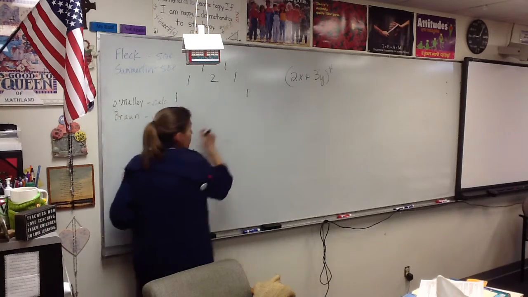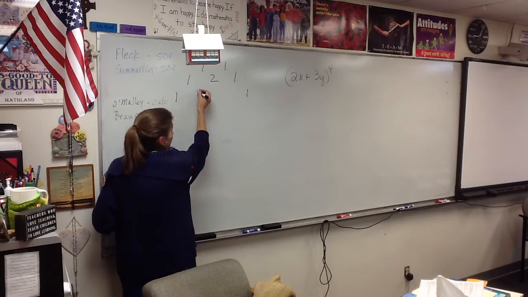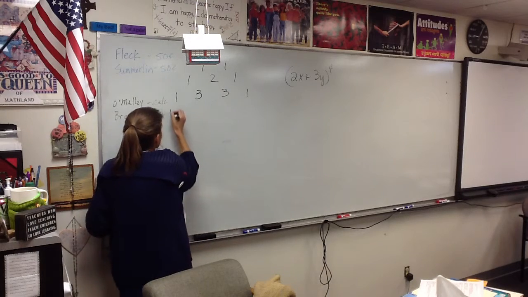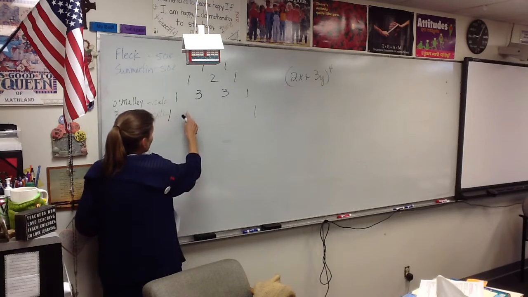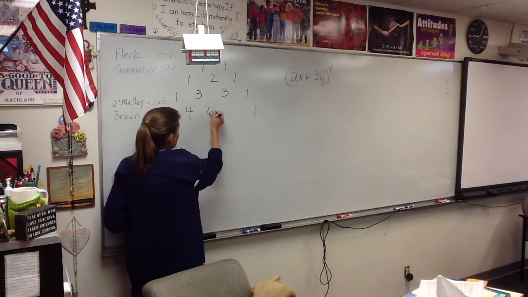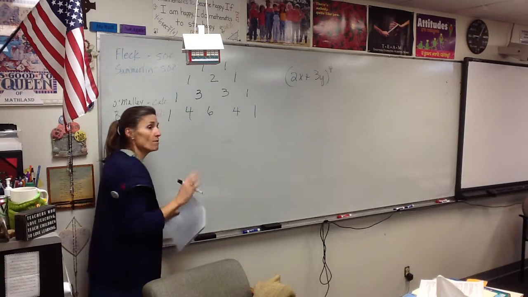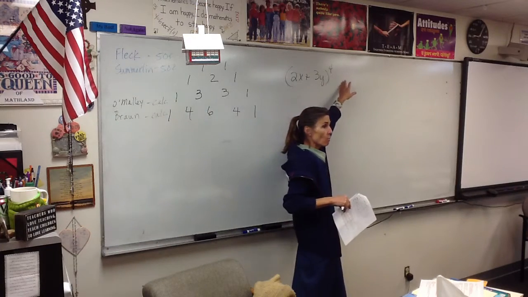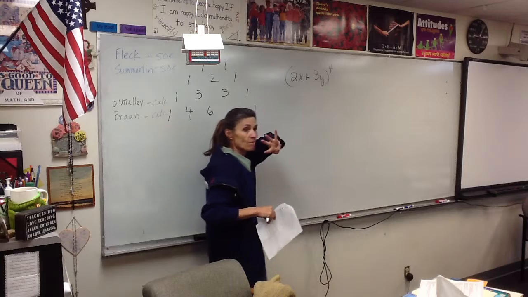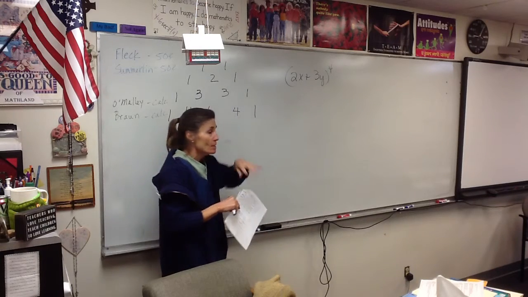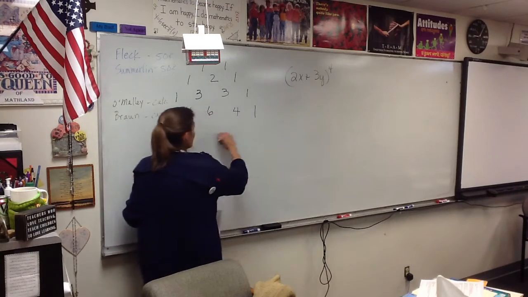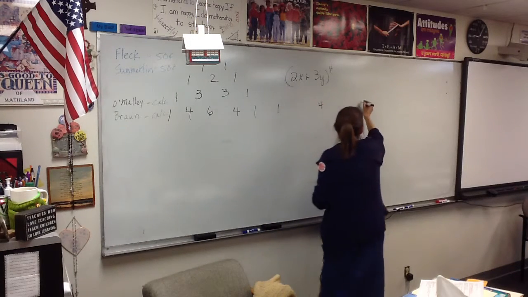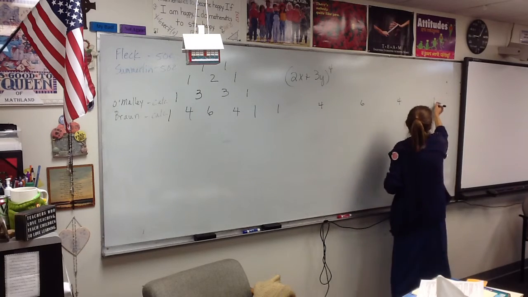Start with a 1, end with a 1. Now in between these two will be a 3 and a 3. Start with a 1, end with a 1. What goes here? 4, 6, 4. That's all the farther I'm going to go because this is to the 4th power. That means the 4th row. So then I'm going to write down those numbers: 1, 4, 6, 4, 1.